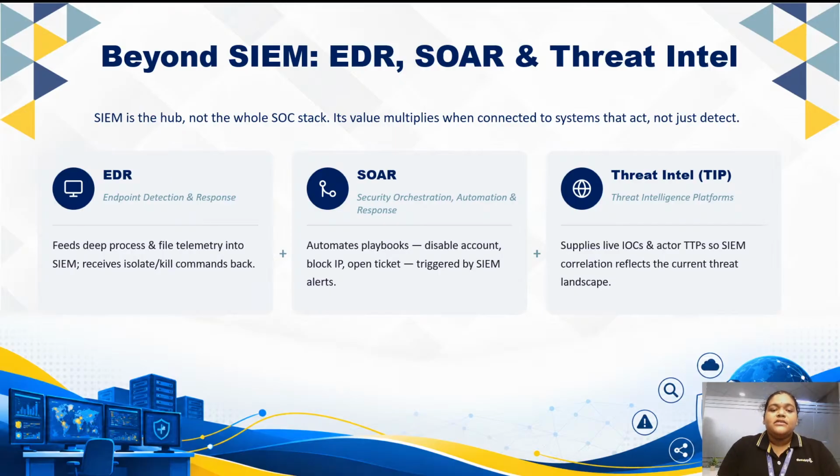The third is threat intelligence. Threat intelligence platforms provide information about known indicators and attacker techniques, such as malicious IP addresses, domains, and command and control infrastructure. SIEM can use this information to add context to security events and improve detection.